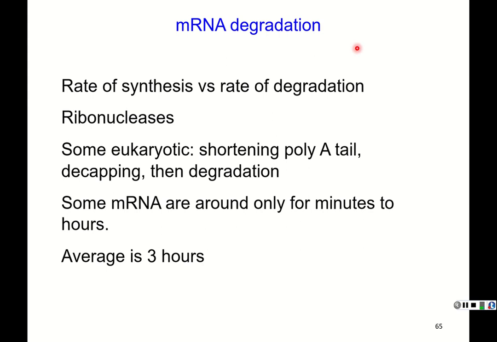Messenger RNA doesn't last forever. The rate of synthesis of a messenger RNA versus the rate of degradation of it will tell you the steady state concentration of that, and thus the amount that is available to be translated into protein. There are ribonucleases that break down messenger RNA constantly. In eukaryotic cells, there is a shortening of that poly A tail, decapping of the 5' end, and then degradation. Some of the messenger RNAs are around for only a few minutes or hours. The average time is about 3 hours. So messenger RNA, mRNA, is not a particularly long-lived biomolecule.